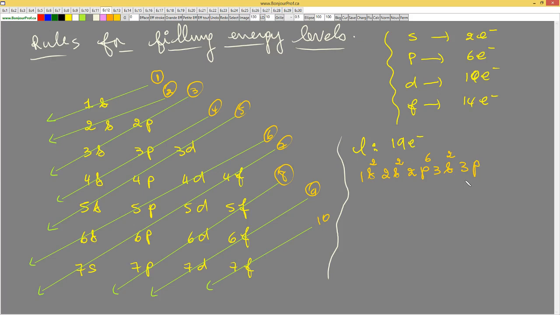How many electrons can I put in 3p? I can put 6 because it is a p orbital, so I'm going to have 6 here. I'm going to make a count again. 2 plus 2, it is 4, plus 6, it is 10, plus 2, it is 12, plus 6, it is 18. So how many electrons left? 1 electron because I am at 19.